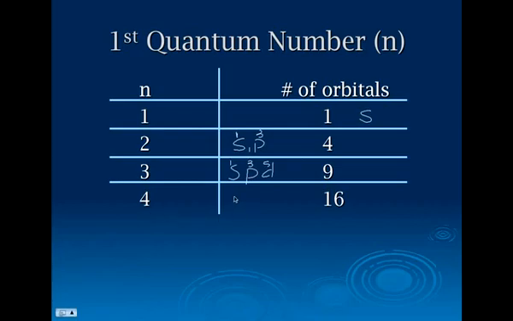Energy level 4, your S, P, D, and F. 1 S orbital, 3 P orbitals, 5 D orbitals, and 7 F orbitals all add up to 16. And this is the number of orbitals. This is not the number of electrons. If we wanted that, that would be your 2, 8, 18, and 32 that you were probably forced to memorize as an 8th grader.